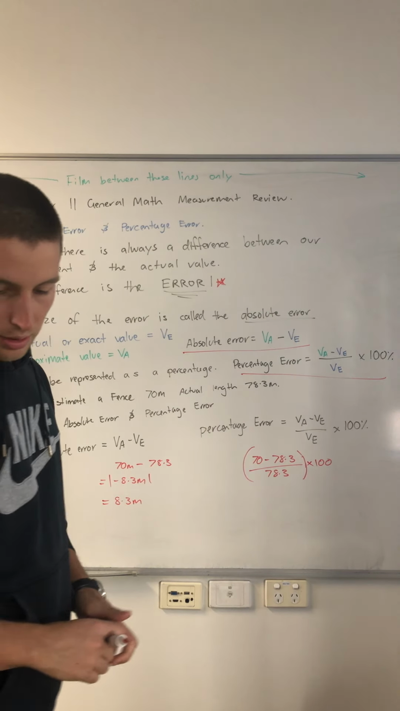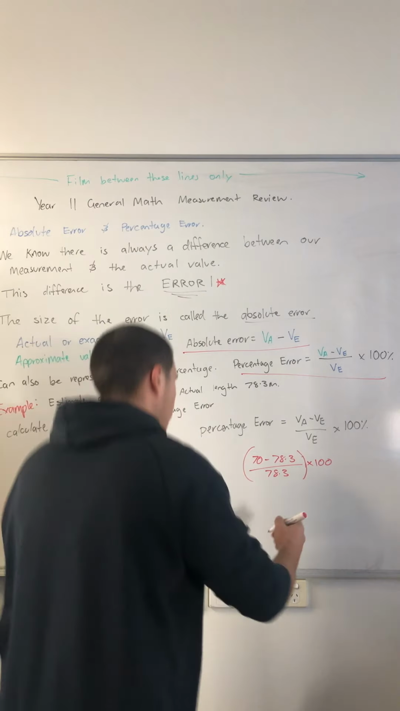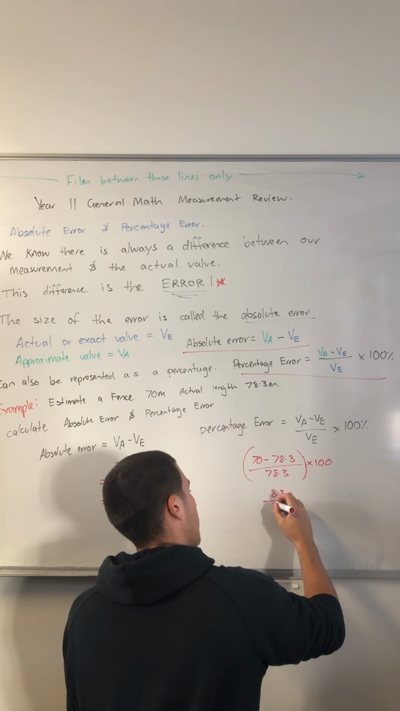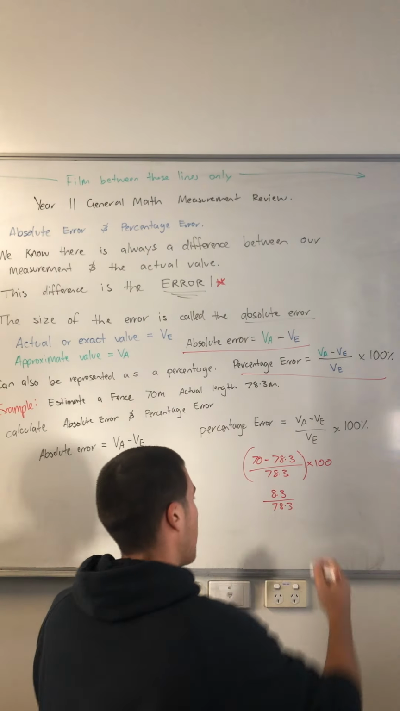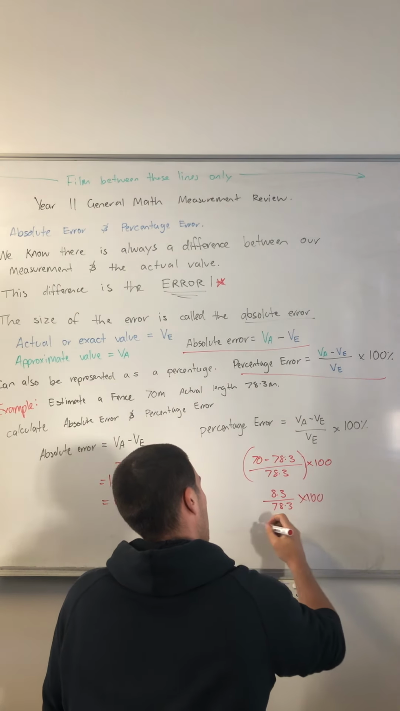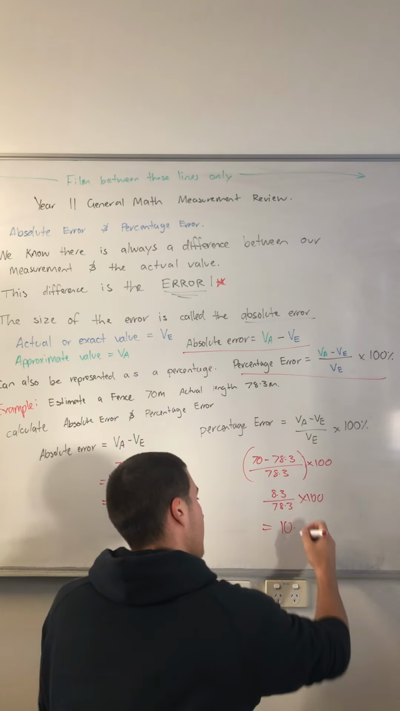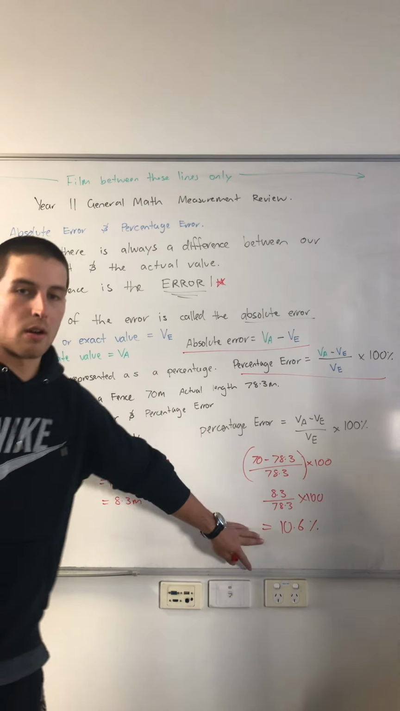It equals 8.3 over 78.3 times 100, which then equals 10.6%. Okay, so that's our percentage of error.